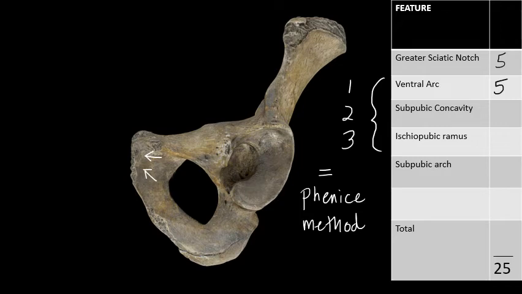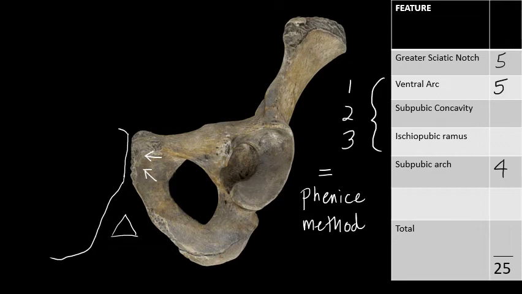Now I'm going to jump down here because I do see the subpubic arch, and that's going to allow me to also comment on the subpubic concavity. So if I complete the angle that I'm seeing here, okay. Oh, and I lost it. There we go. If we complete that angle, what I'm seeing is a very triangular feature. Okay, so I'm looking at that subpubic arch. I'm going to rate it as a 4.